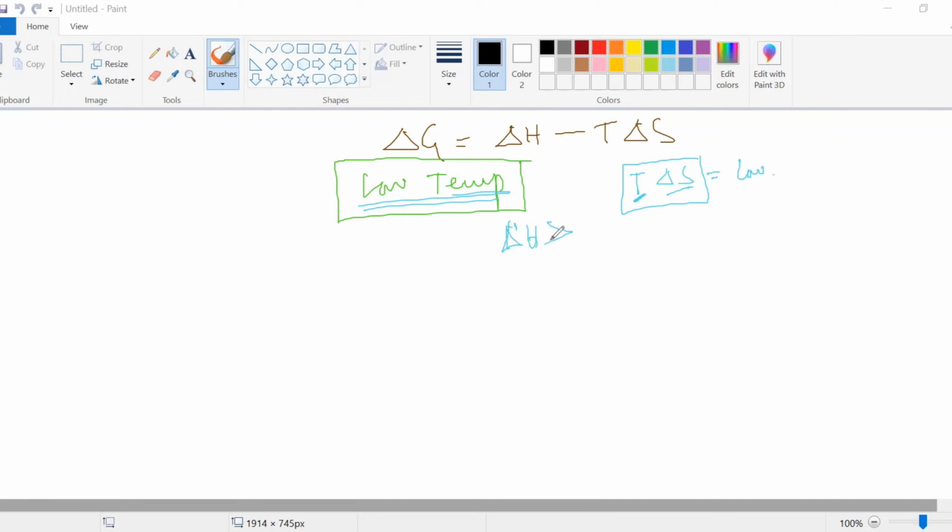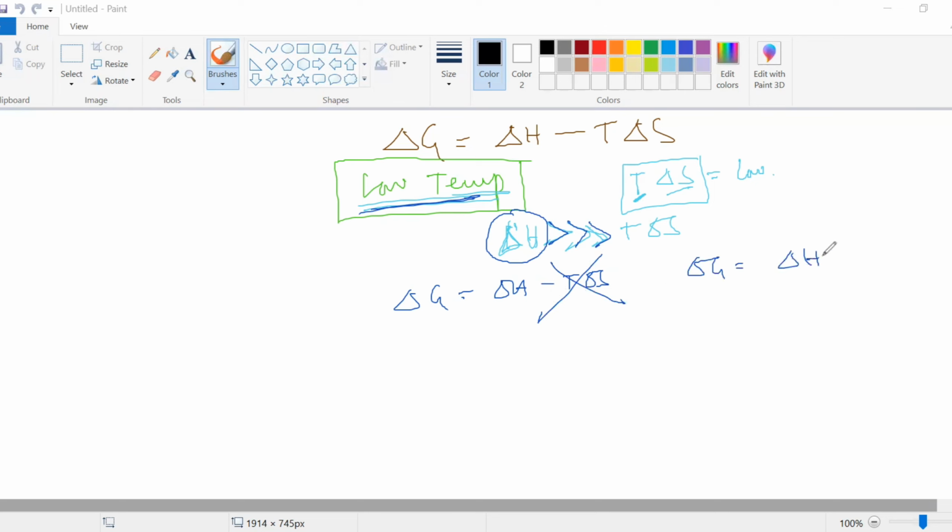Delta H will be much greater than T delta S, isn't it? Did you see? So here we can approximate delta G is equal to delta H minus T delta S. At low temperatures, delta H has a much larger value than T delta S, so we can cancel out T delta S. We get delta G is equal to delta H, right?